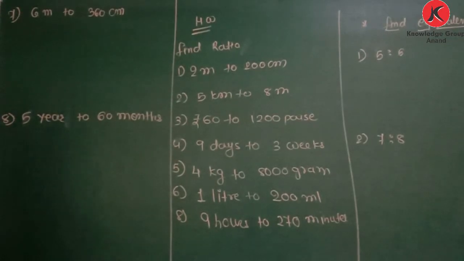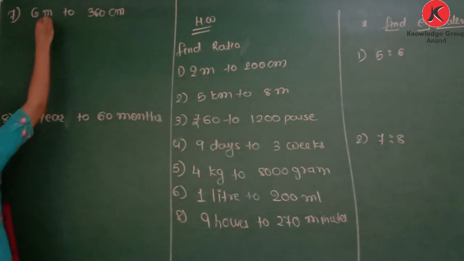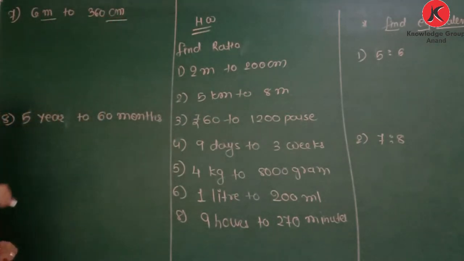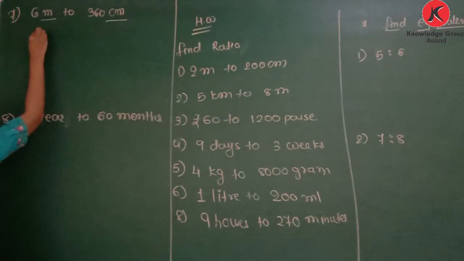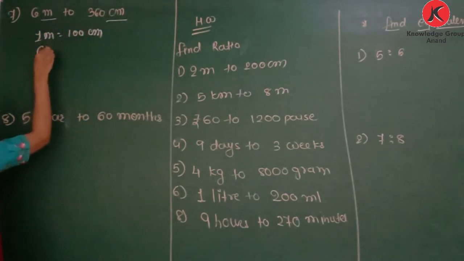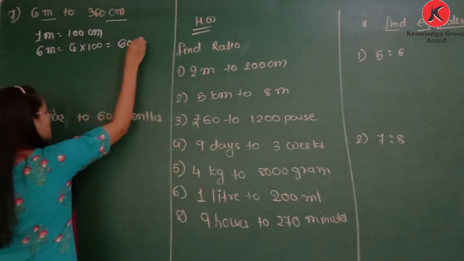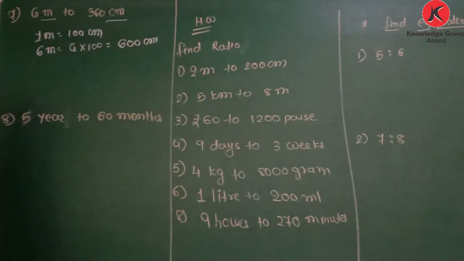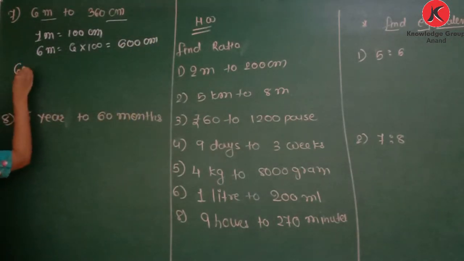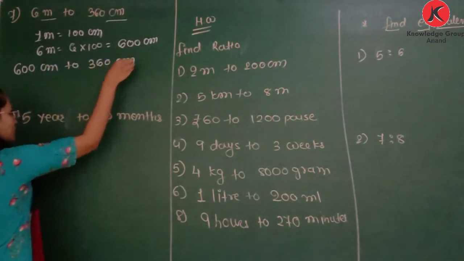Let's take the next example. 6 meter to 360 centimeter. So again you can see here 1 unit is in meter and 1 unit is in centimeter. So which unit is bigger? Meter. Now 1 meter is equal to 100 centimeter. So we can write 1 meter is equal to 100 centimeter. So 6 meter is equal to 6 multiply 100, that is 600 centimeter. Now take the ratio of 600 centimeter to 360 centimeter.